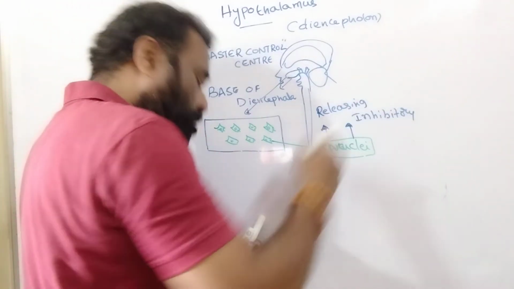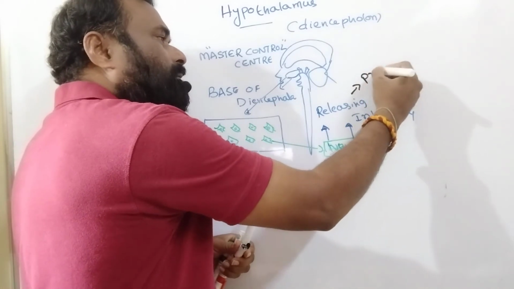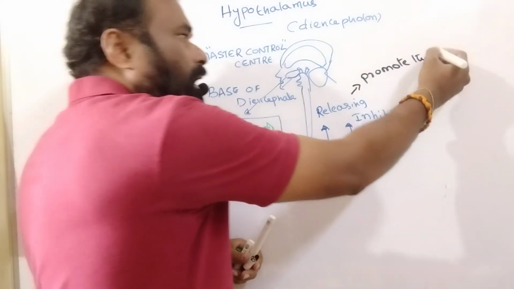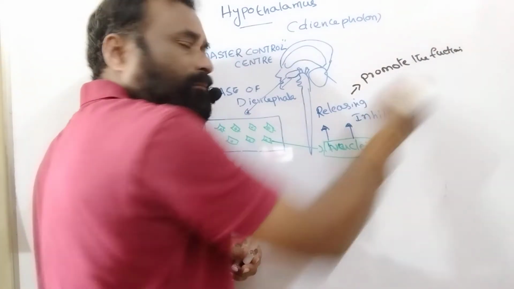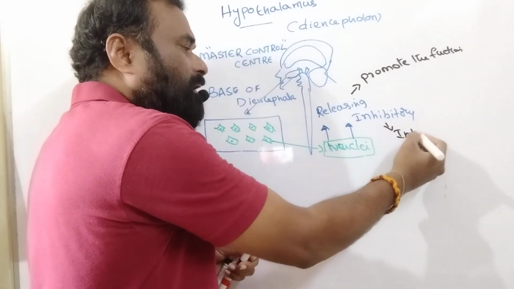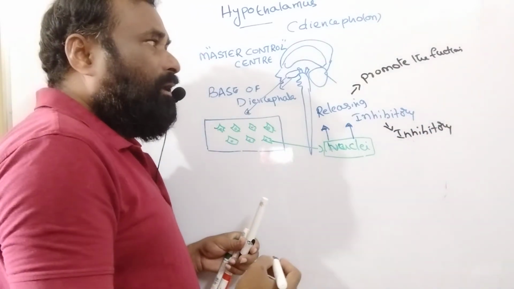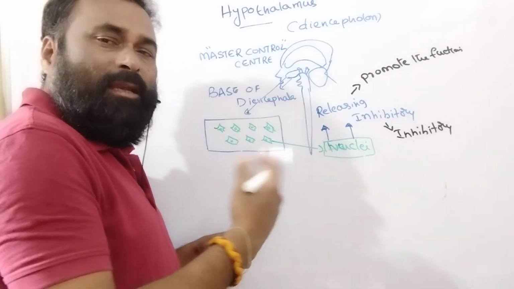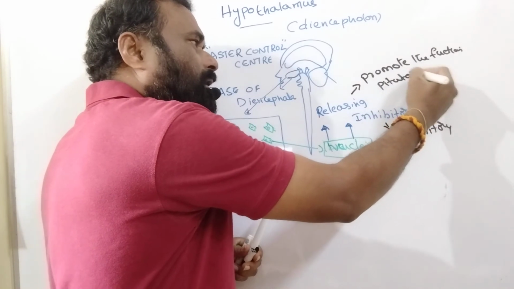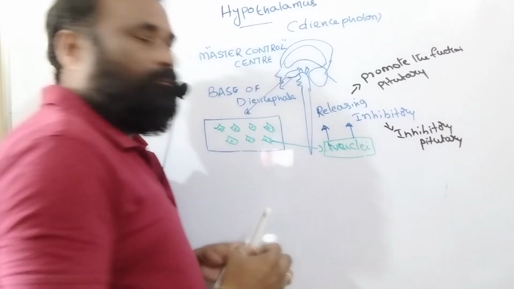So one can promote the function, and another can inhibit the function. Both work opposite to each other. One promotes, another inhibits. One promotes the pituitary gland for appropriate function. The other inhibits the pituitary gland to stop that reaction.